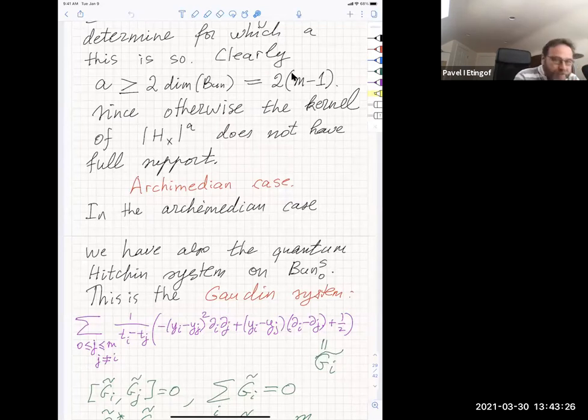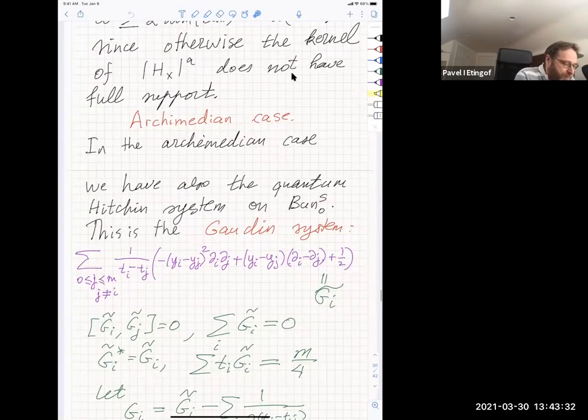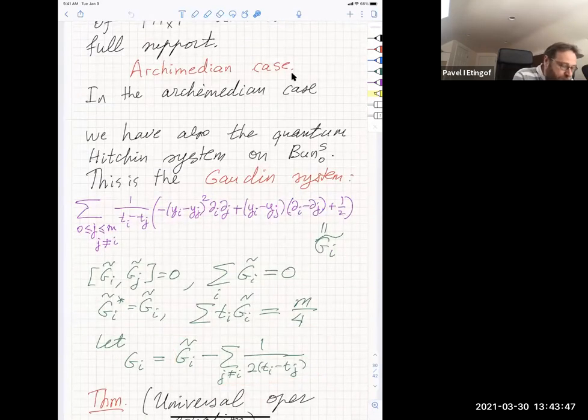and a quantum Hitchin system. And the Hamiltonians of this Gaudin system look as follows. So remember, we have these coordinates yi, and these are second order differential operators, which have this form. I call this gi tilde because I actually will need to subtract from them some constants. This is a very minor point.